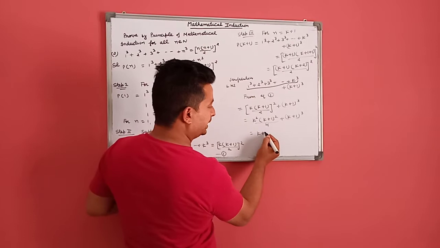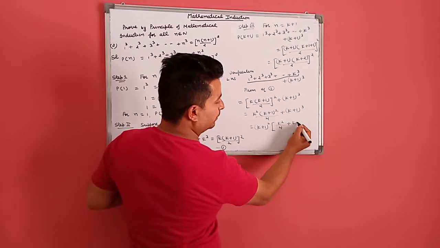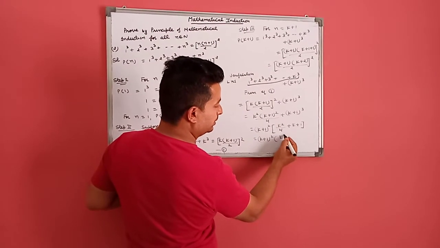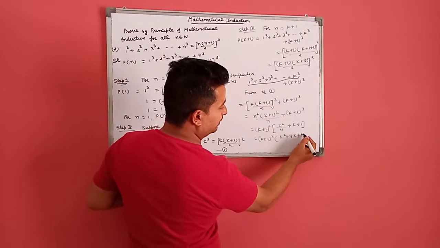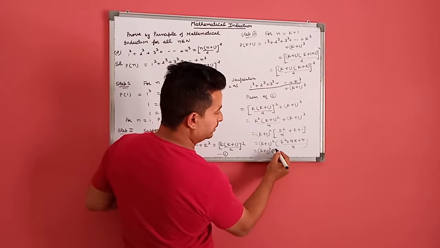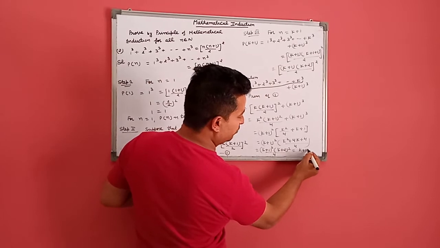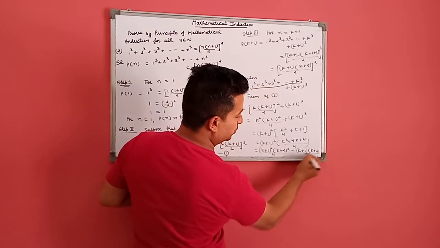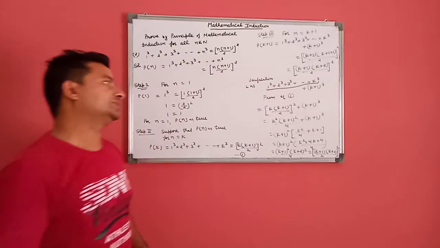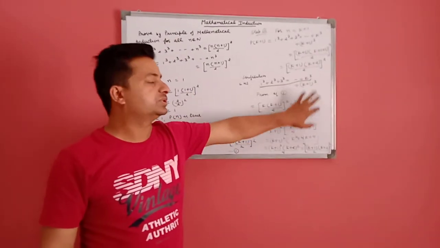If we take k plus 1 whole square common, we get k square by 4 plus k plus 1. This is k plus 1 whole square, k square plus 4k plus 4 divided by 4. This is k plus 1 whole square, k plus 2 whole square divided by 4. This is k plus 1, k plus 2 divided by 2 whole square. This is the RHS of this equation.